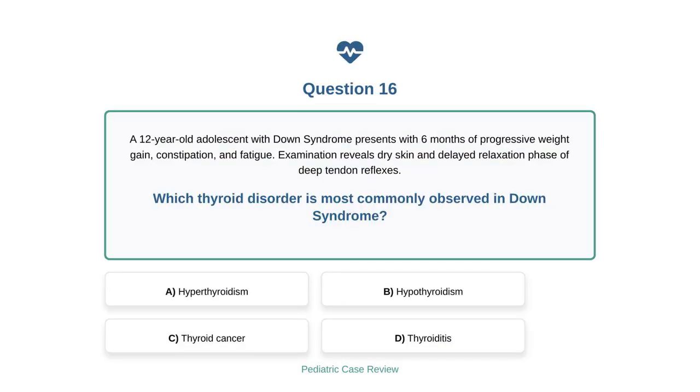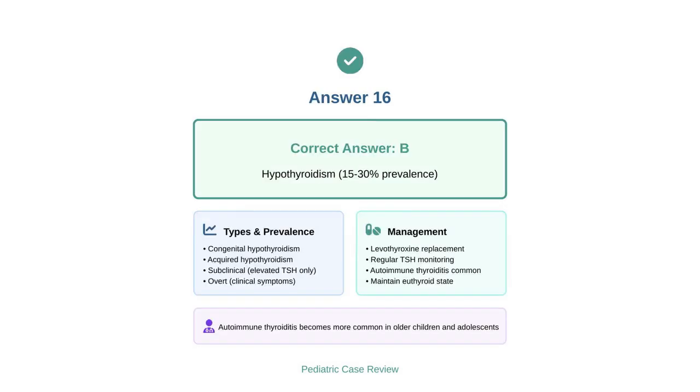A 12-year-old adolescent with Down syndrome presents with 6 months of progressive weight gain, constipation, and fatigue. Examination reveals dry skin and delayed relaxation phase of deep tendon reflexes. Which thyroid disorder is most commonly observed in individuals with Down syndrome? Option A, hyperthyroidism. Option B, hypothyroidism. Option C, thyroid cancer. Option D, thyroiditis. The correct answer is B.